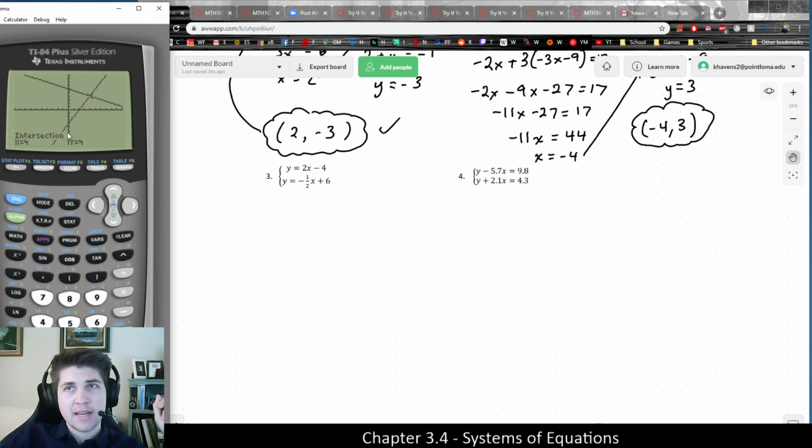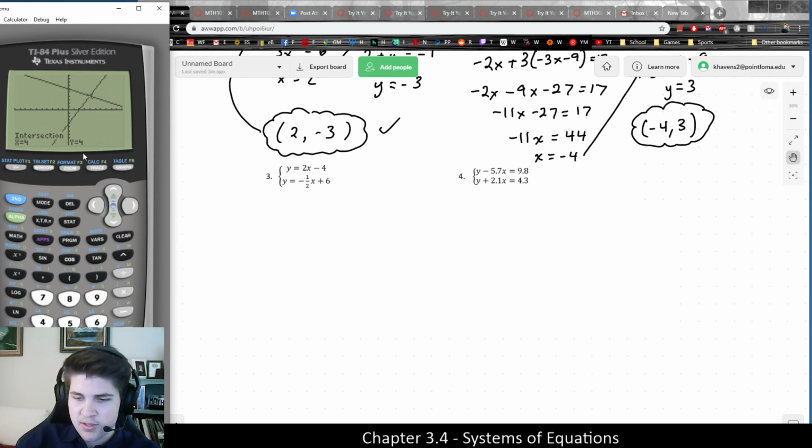But anyways, what we get is the intersection point is 4, 4. That's going to be the answer to our system. So the solution to this system is 4, 4. I didn't have to do any algebra to find it; I'm using my calculator's ability to do a bunch of math.